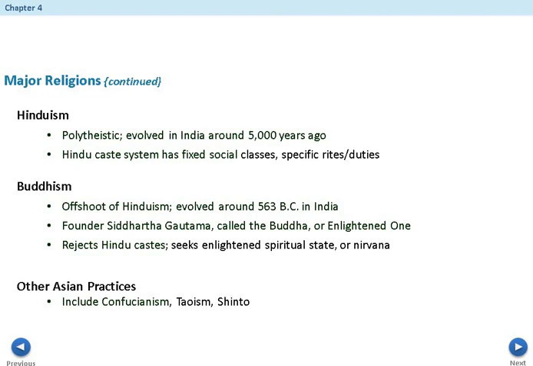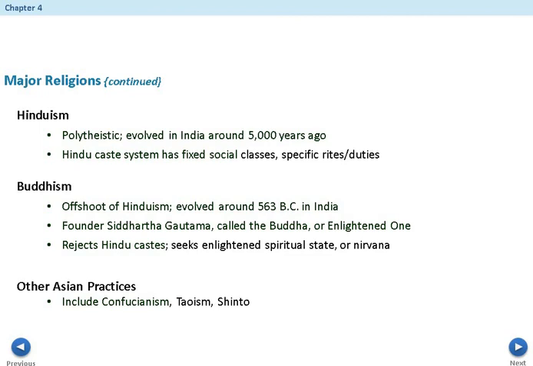The final religion of the five main religions is Buddhism. This is actually an offshoot of Hinduism that evolved about 563 BC. So it's a relatively new religion in India. Siddhartha Gautama is called the Buddha, or the Enlightened One, and he's the founder. He rejected the Hindu caste system, and he sought an enlightened spiritual state, which we call nirvana. So Buddhism and Hinduism are the relatively new ones. Judaism, Islam, and Christianity are the older ones, but those are our five main religions.